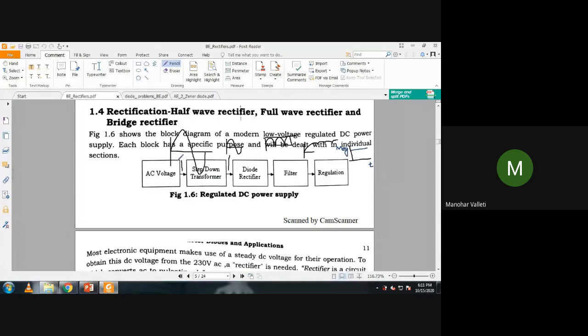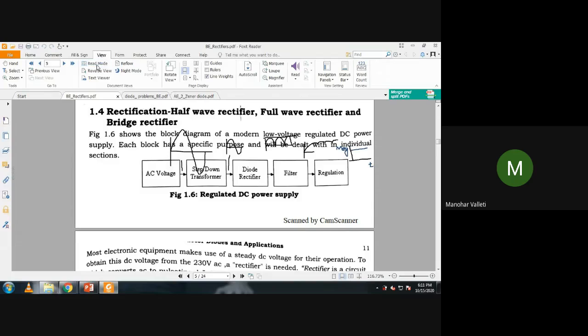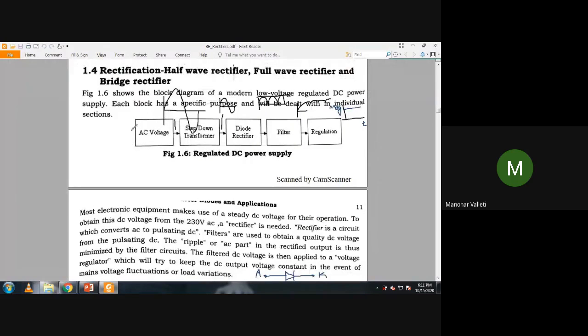Generally, as an electronic engineer, we will always work on DC power supply, right? But we won't get DC power supply directly. Either you will get some battery, or you need to convert whatever is available in our home. So the AC supply we need to convert. In the process of converting AC supply to DC supply, the rectifier plays a major role. A rectifier is a circuit which converts AC to pulsating DC. It's not pure DC, it's pulsating DC.